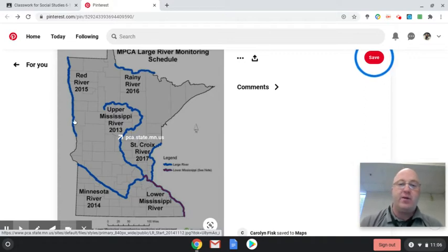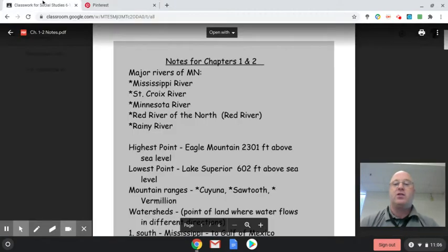We also have the Red River here. What's unique about the Red River is that it flows north. So the Red River's up here. And then we have the Rainy River up here, forming a border between Canada and the United States. Starting over in Wisconsin here and then coming down is the St. Croix River, and that also forms part of our border between Minnesota and Wisconsin until it joins and flows into the Mississippi River. So those are the 5 major rivers that we have.